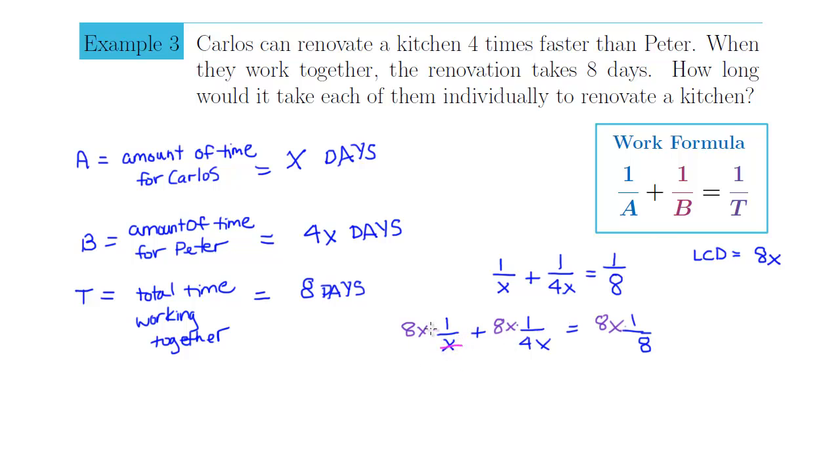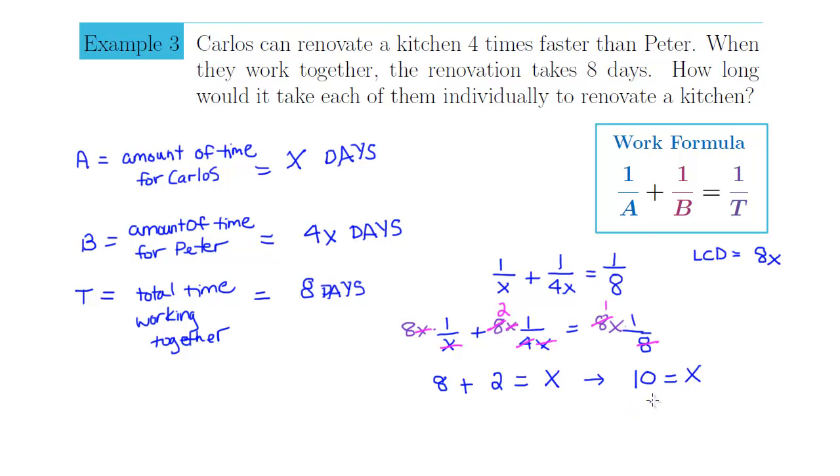So x would cancel with the 8x and leave just 8. x would cancel with the x. 4 would cancel with the 8, leaving us just 2. And the 8 would cancel with the 8, leaving us 1. Pulling everything together, that tells us we have 8 times 1, or just 8, plus 2 times 1, which is 2, equals x times 1, which is just x, or simply that 10 equals x.